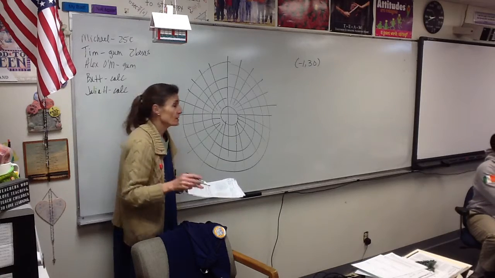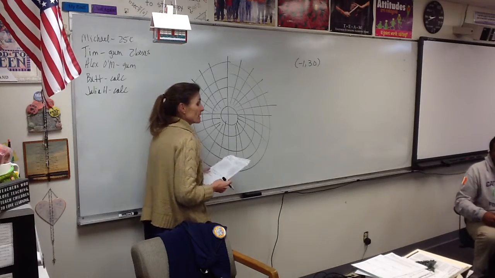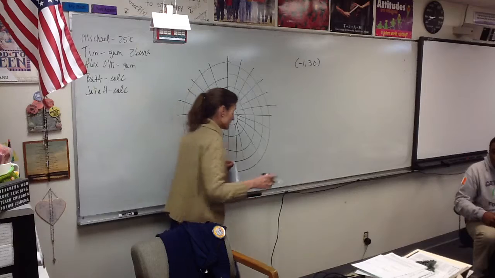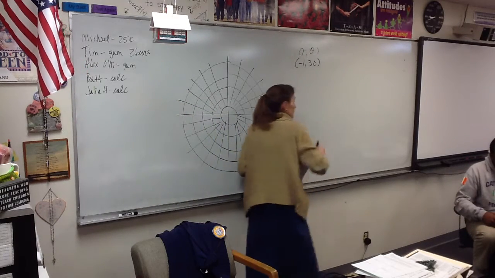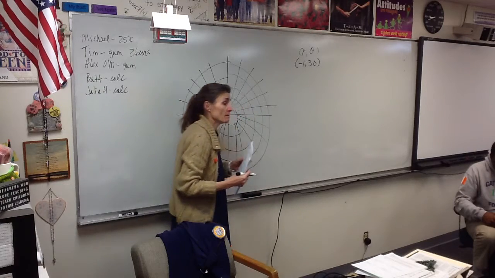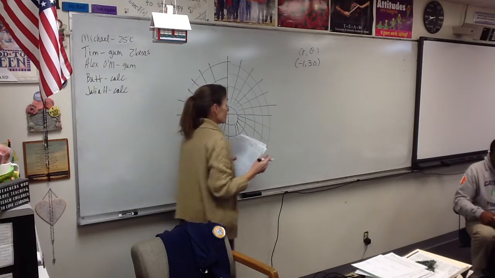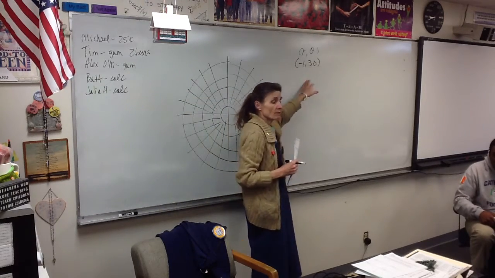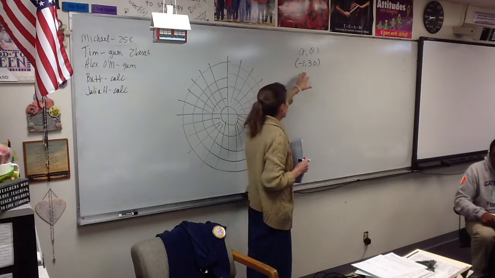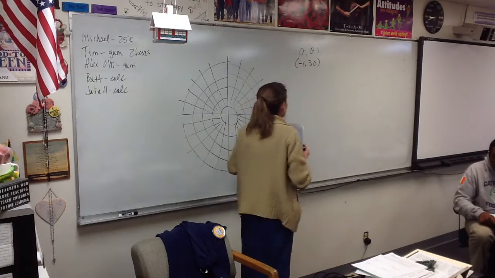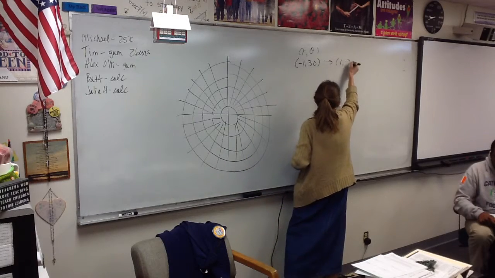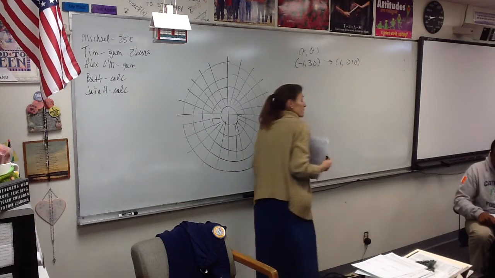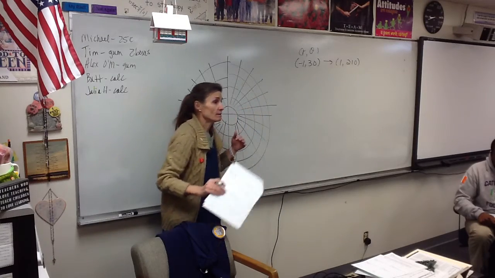How can the radius be negative? It can't. Remember, this is the point r, theta. The radius can't be negative. So what am I going to do with this? How am I going to plot this point? Well, I'm actually going to plot it at 1, 210.